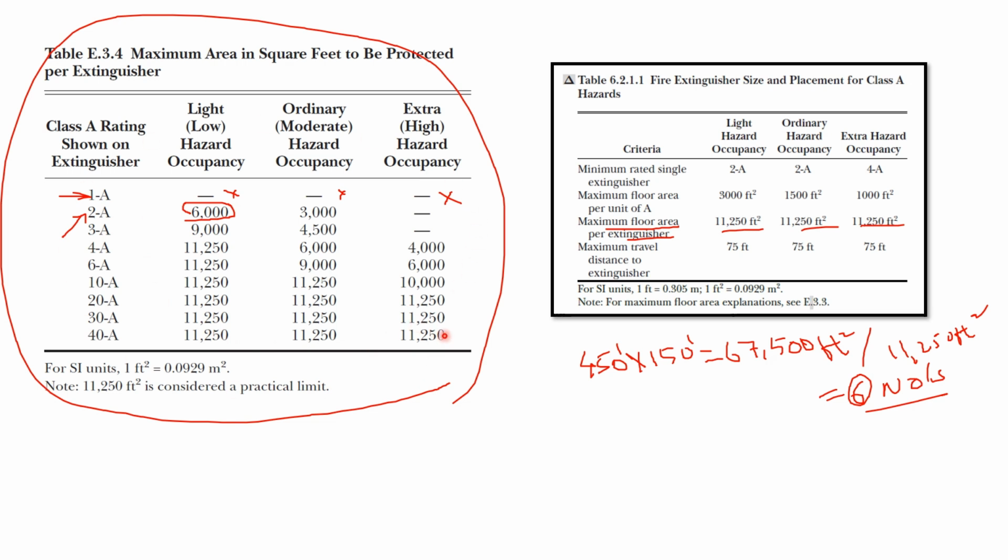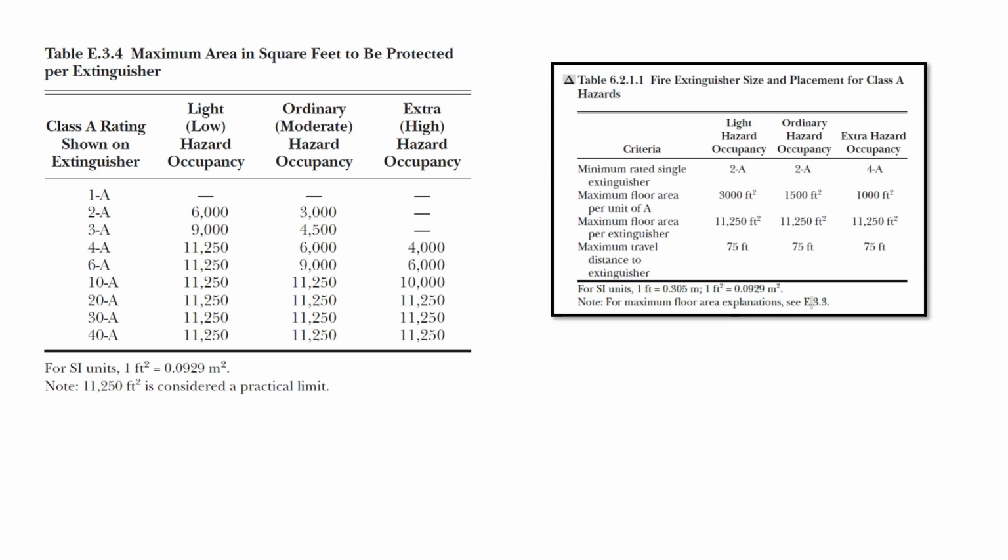Now coming back to the solution, here you can see I told you our building requires 6 numbers of extinguisher, even if it is light hazard, ordinary hazard or extra hazard. But if I need to consider 2A rating, then you can see here 6000 will be the maximum area in square feet. So if you divide, okay, before I move and discuss about this extinguisher, I just want to highlight one more point which I missed in the previous slide.